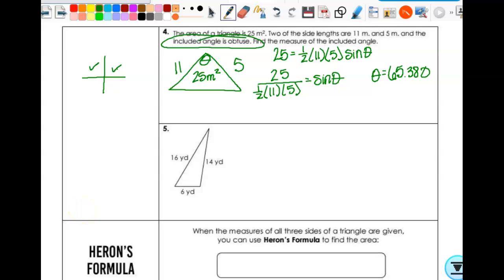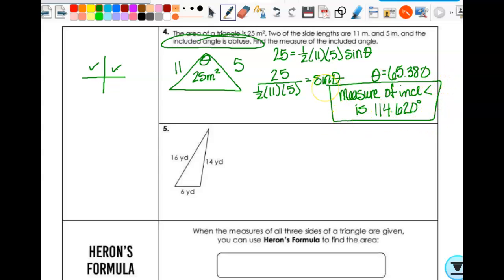Subtract it from 180. So in your calculator, you just do 180 minus answer, and you get that the measure of the included angle is 114.620. If it says it's obtuse, yes. Any questions? Anything else?